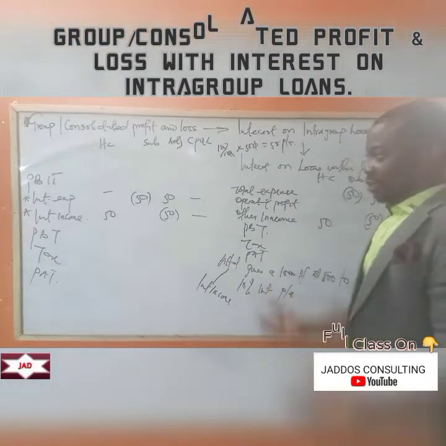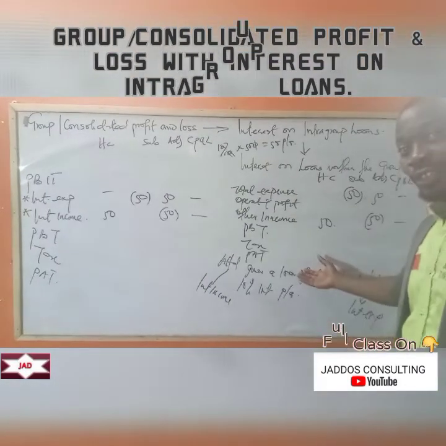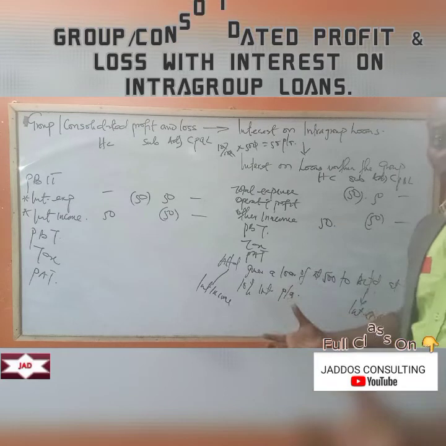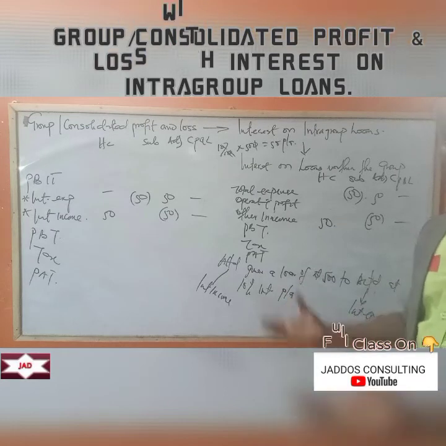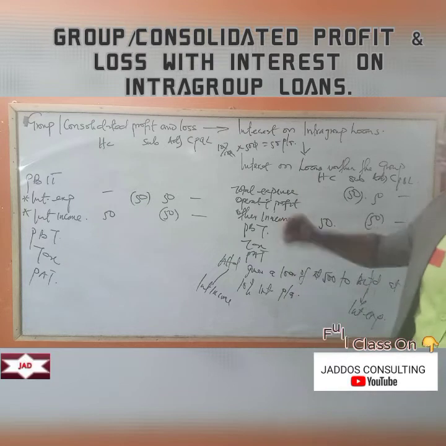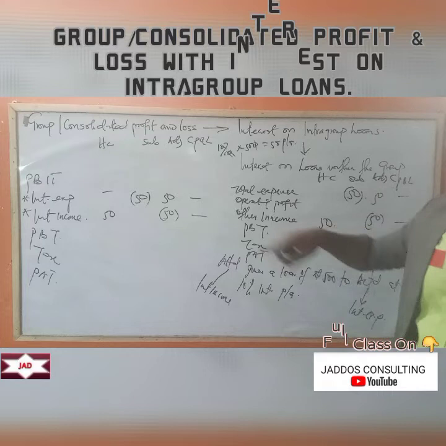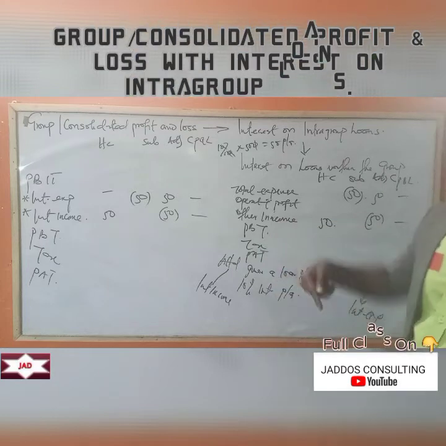So some other guy would have done it this way. And then some other guy would have done it this way. So you just understand, get your information, get clarity. Once you have the information required, then you can go ahead and consolidate. Remember, our attention here is on what? Interest on the loan that has been given and then received within the what?